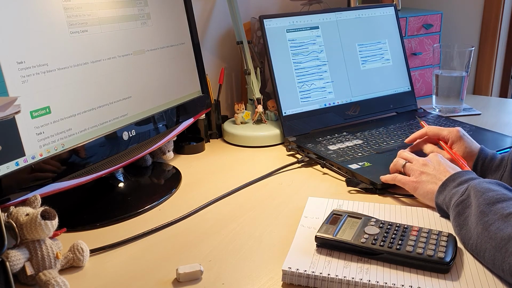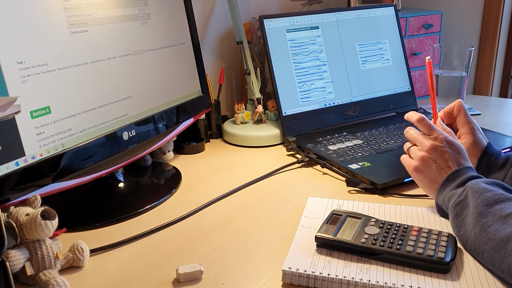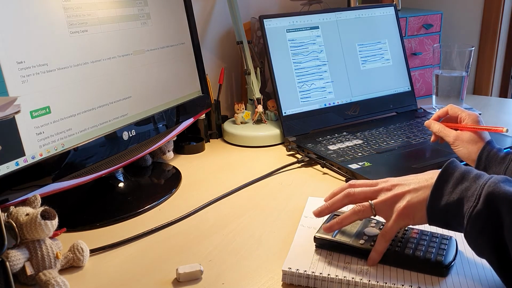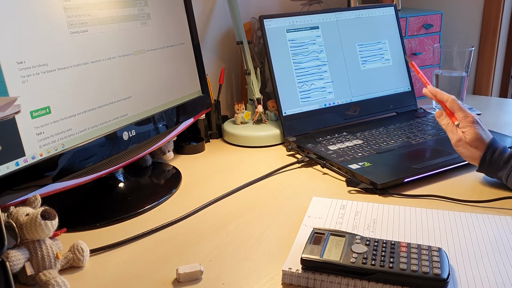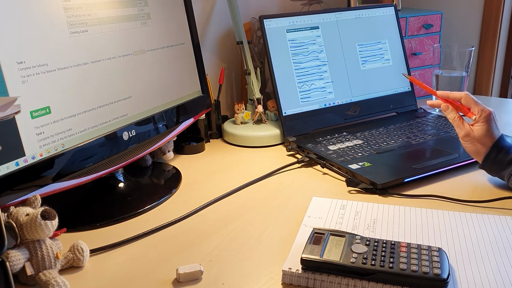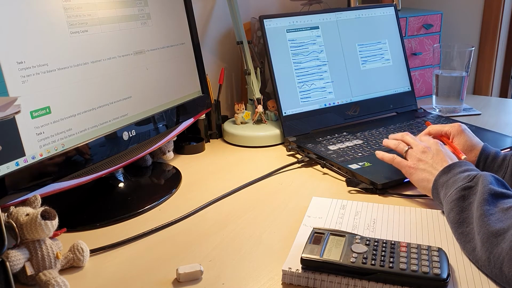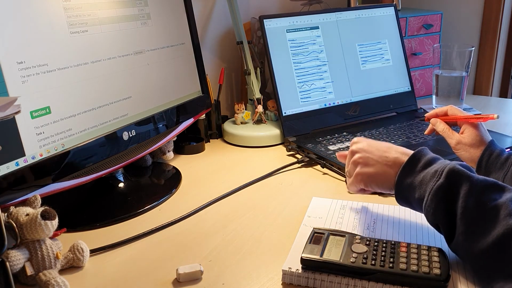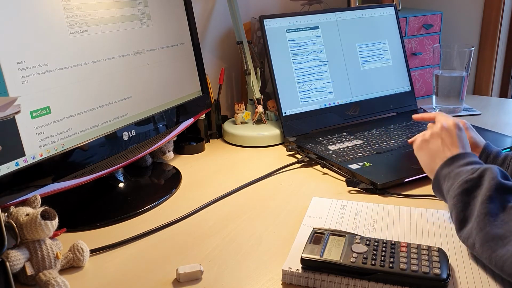Complete the following. The item in the trial balance, allowance for doubtful debts adjustment, is a credit entry. Allowance for doubtful debts adjustment. This represents a decrease in the allowance for doubtful debts balance.